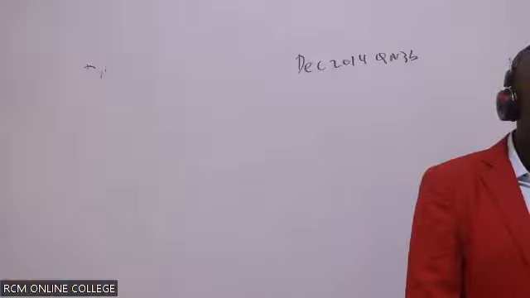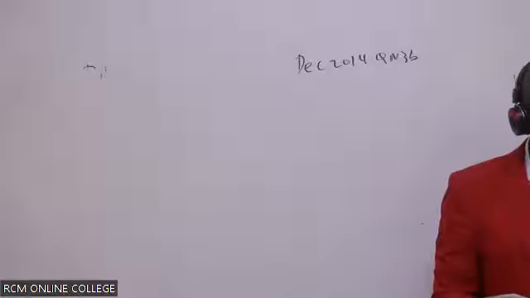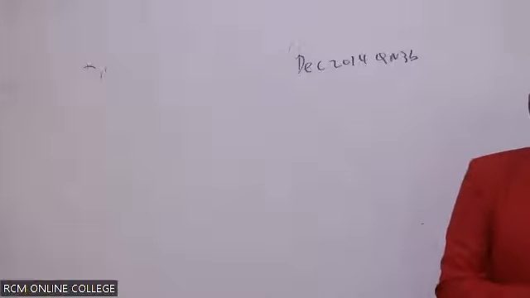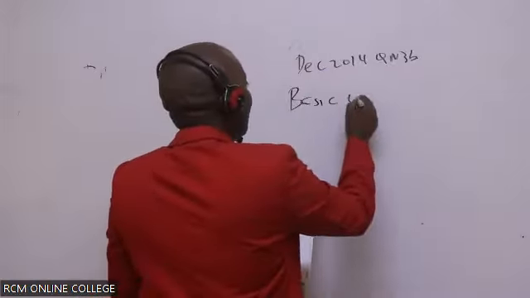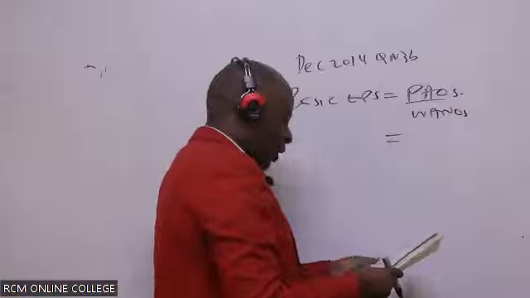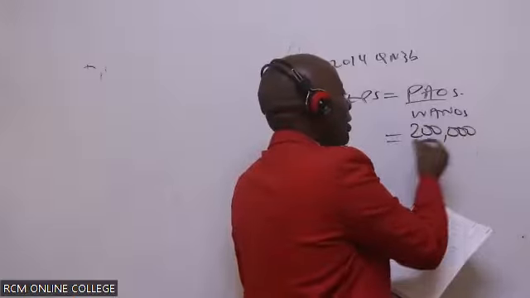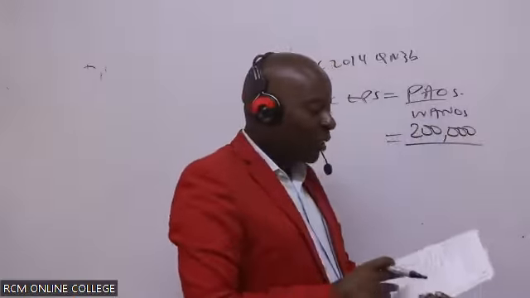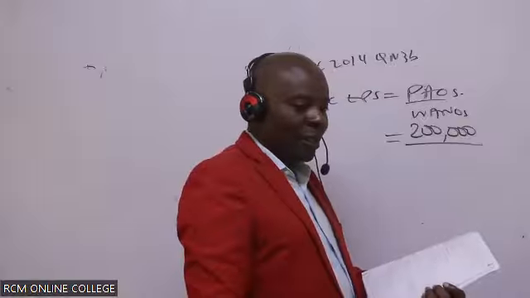So they want us to give them the basic EPS. This is a very good examiner, because he has even subtracted the preference dividends and given me the PAOs. If you are able to see the PAOs there, in this table the PAOs is 200,000. Remember, to get the basic EPS, you take the profit attributable to ordinary shareholders over the number of ordinary shares outstanding.